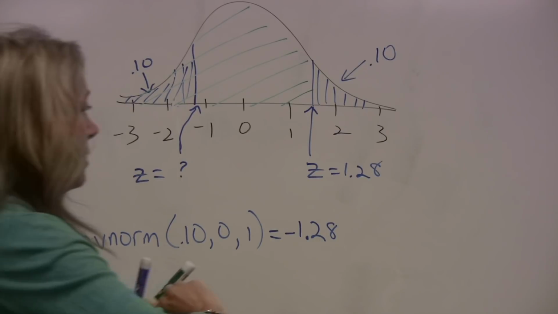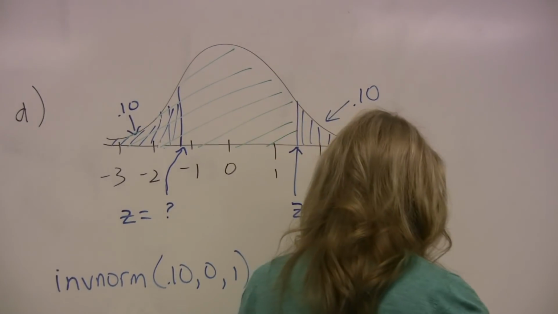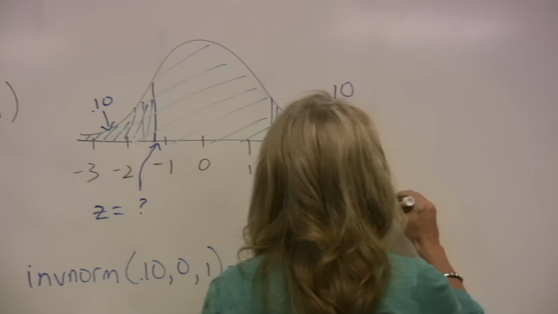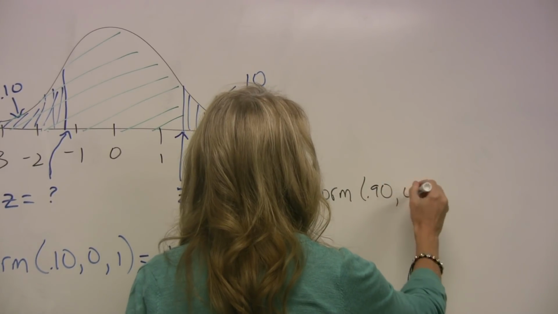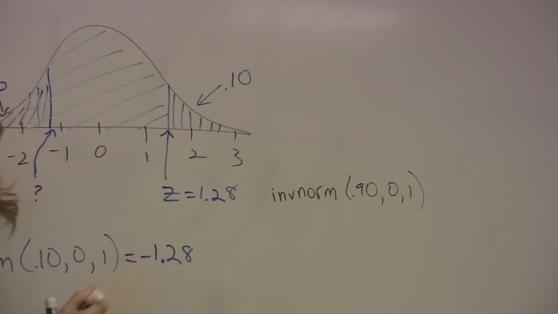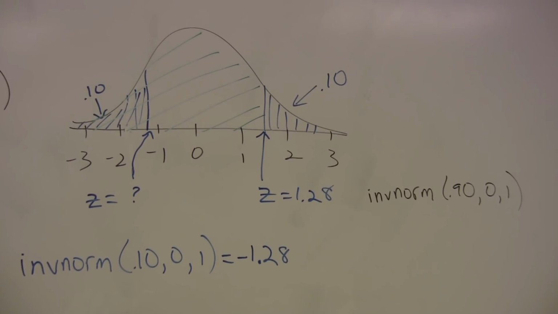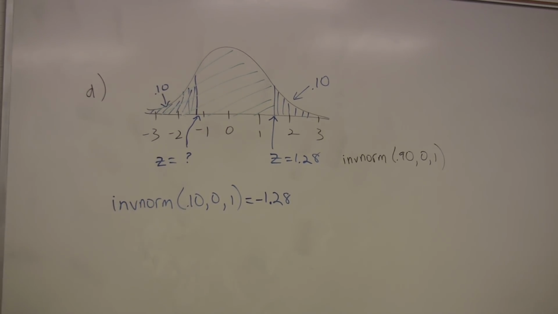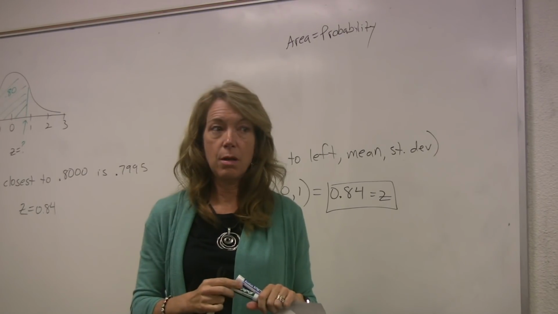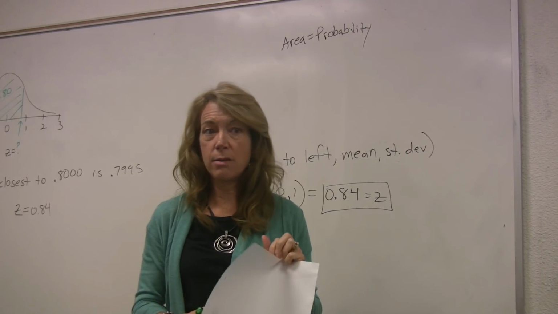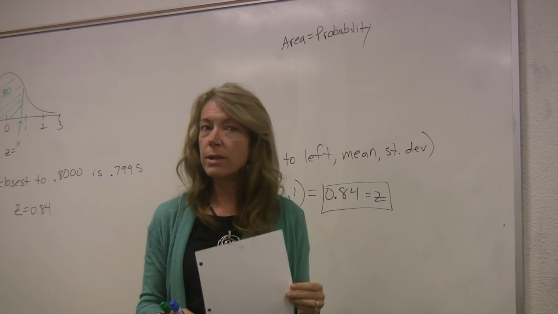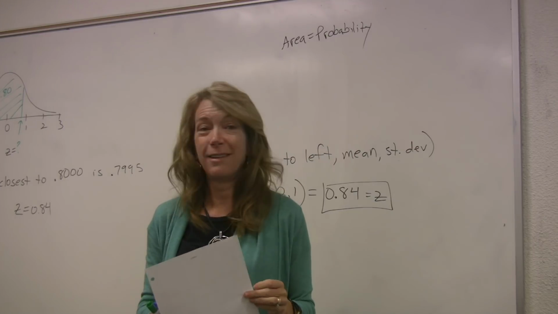So you could have done inverse norm of 0.90, and you should get the same answer. They're both quick and easy if you ask me. But questions? Think we got those? Quiz question should be easier now.